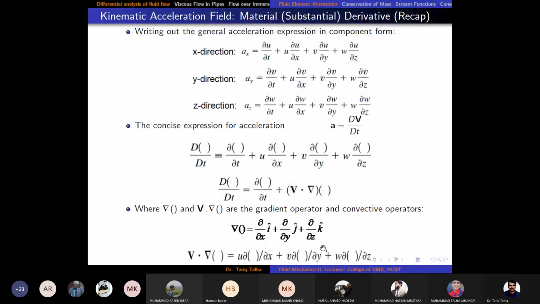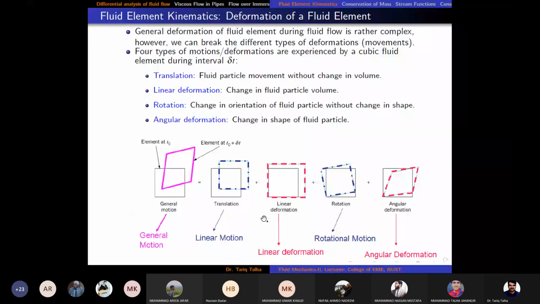Maybe it would be easier for you to see. Who asked the question? Can you please state your name? Sir, Muhammad Umair Khalid. Okay, Muhammad Umair Khalid. If you see here, translation. Can you see the lecture slide here? Yes, sir. Here, the whole element has been displaced by a distance, for the translation, or we call it linear motion. But in linear deformation, its volume has been changed, it has been deformed linearly.